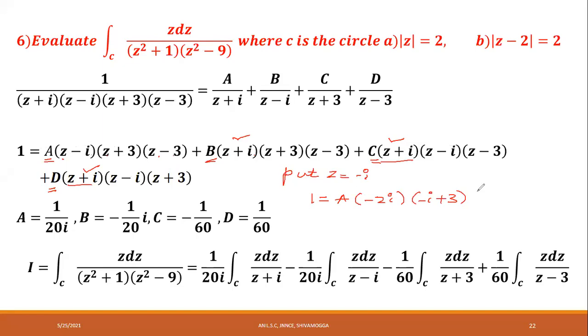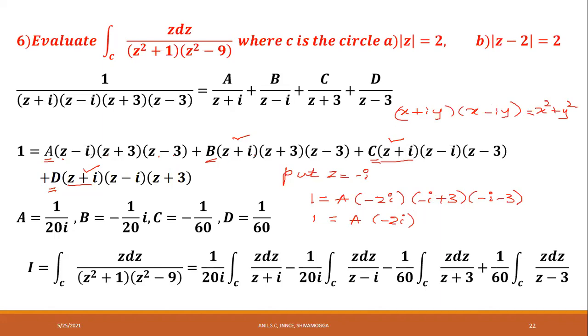Minus i minus 3. Therefore, 1 is equal to a into minus 2i, minus i plus 3 into minus i minus 3. I just told you x plus iy into x minus iy is always x square plus y square.